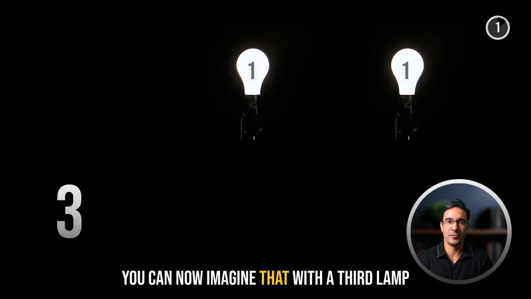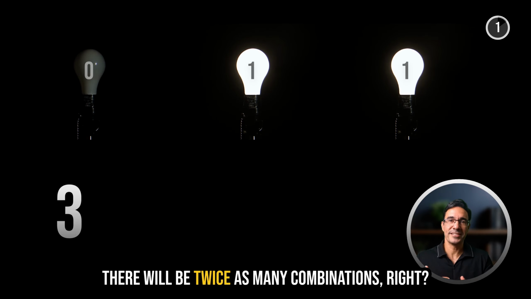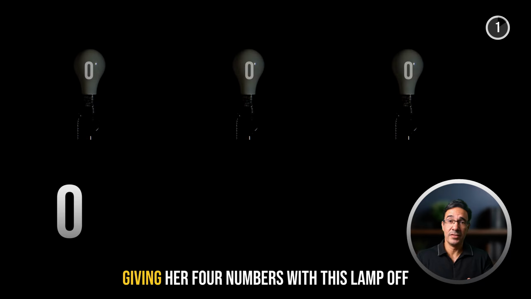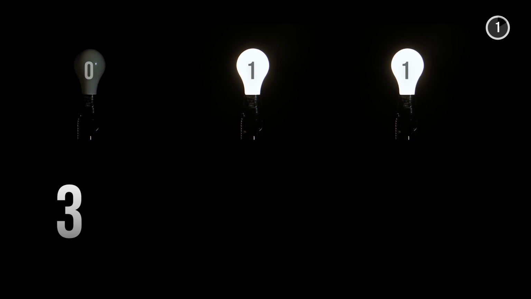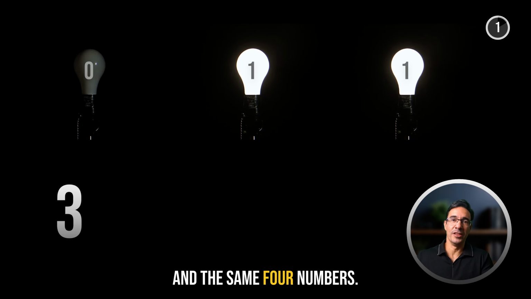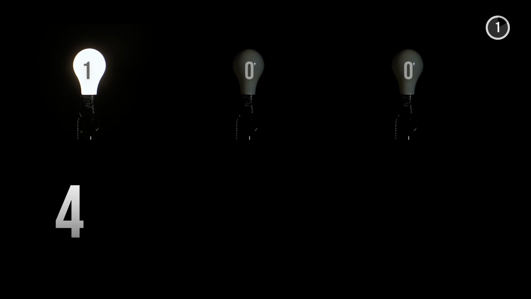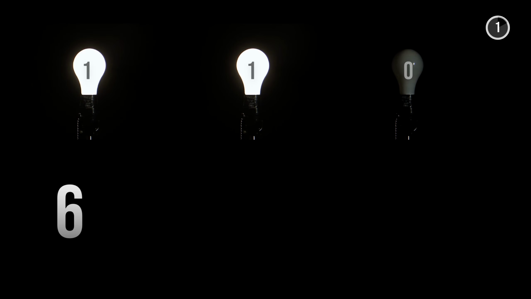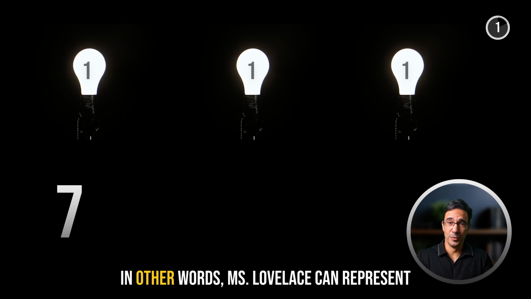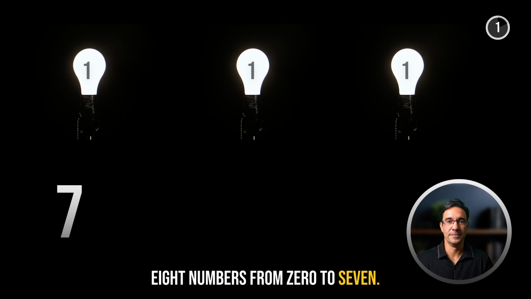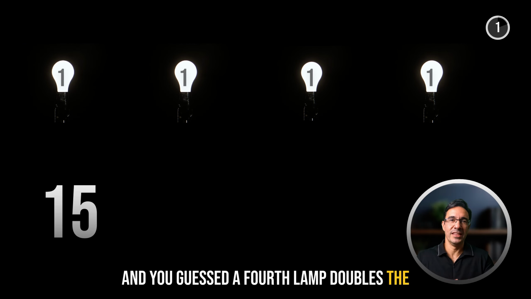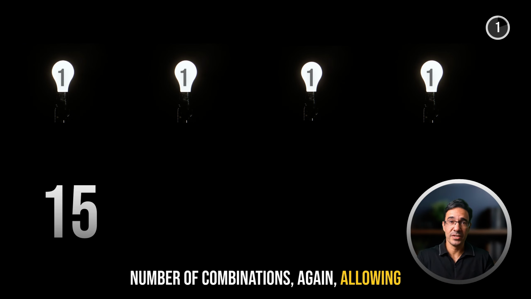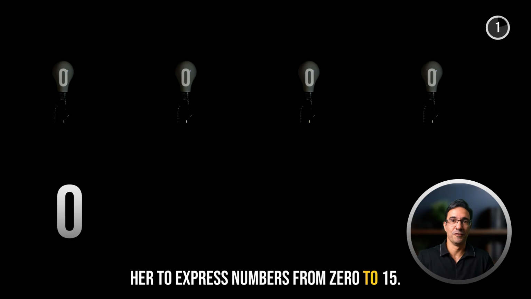You can now imagine that with a third lamp, there will be twice as many combinations, right? Giving her 4 numbers with this lamp off, and the same 4 numbers with this on. In other words, Miss Lovelace can represent 8 numbers from 0 to 7. It's still not quite there yet, and you guessed, a 4th lamp doubles the number of combinations again, allowing her to express numbers from 0 to 15.